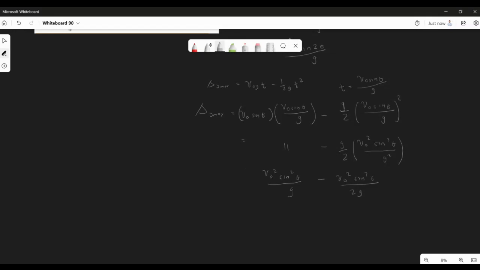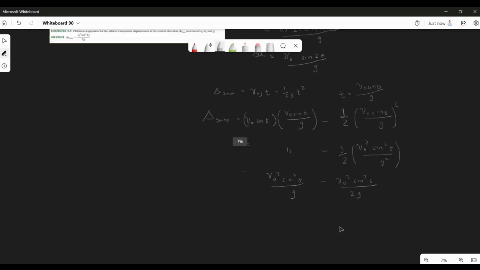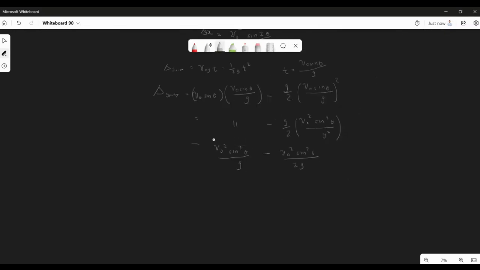Are you guys happy with that? You guys are quiet there. And what this essentially is, that's 1 minus half, right? I know you guys can see that. And you're left with v0 squared sine squared theta divided by 2g, right? It's 1 minus half, which will obviously give you half, which is that there.